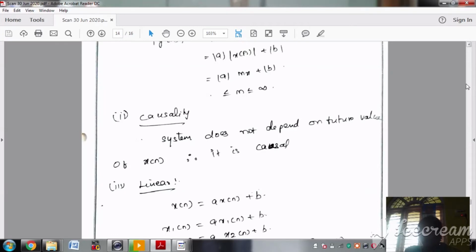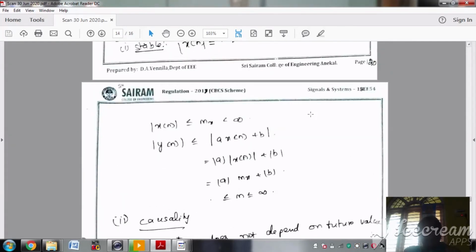First, here I am taking x of n equal to Mx, which is less than infinity. So this y of n is nothing but a x of n plus b. What is x of n? x of n is nothing but Mx, which is less than infinity. So here it is Mx, and Mx is less than infinity. So the given system is stable.